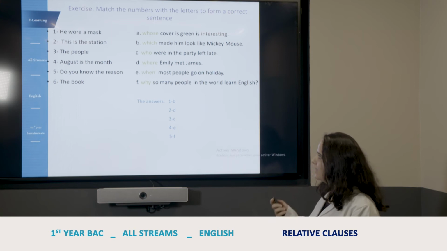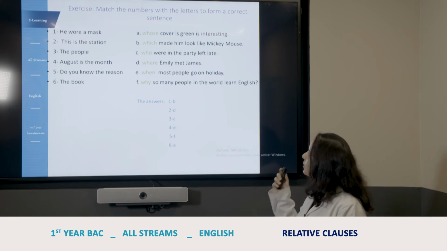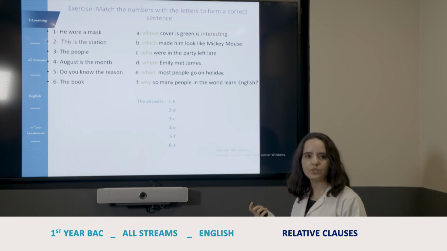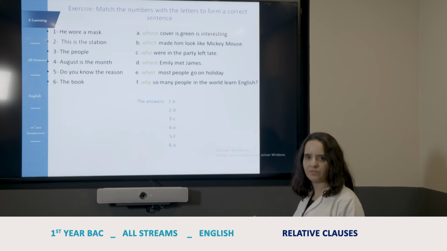And finally, 6, that's the last sentence left. The book whose cover is green is interesting. We used here whose because we're talking about the cover of the book. So we need a possessive relative pronoun.